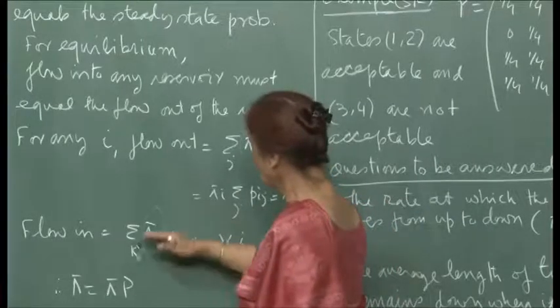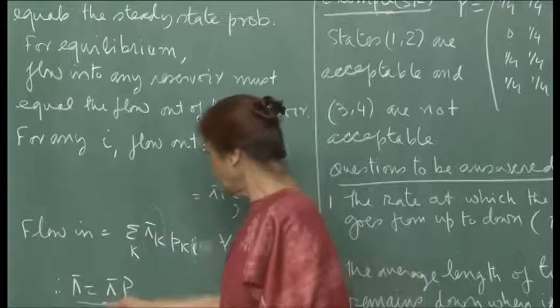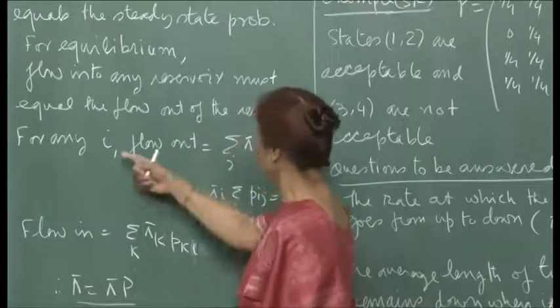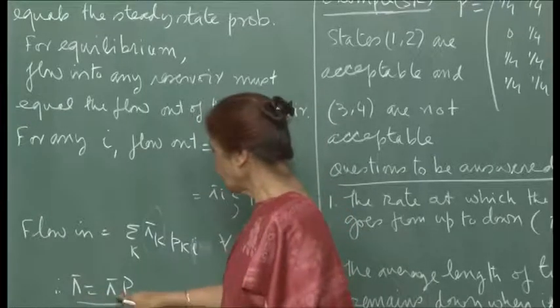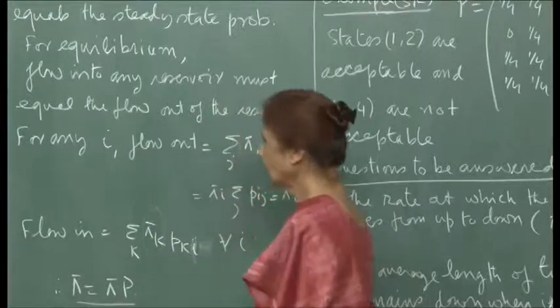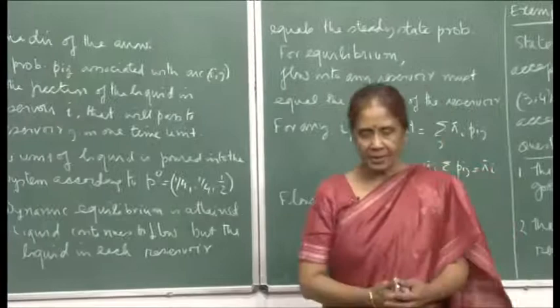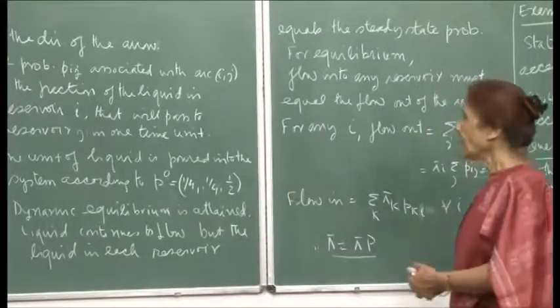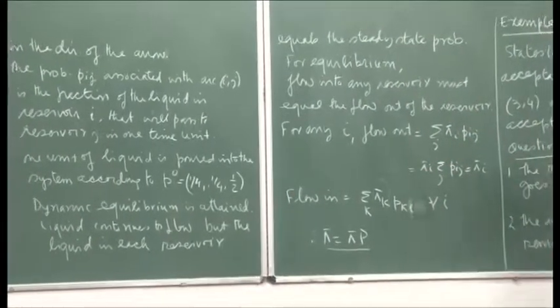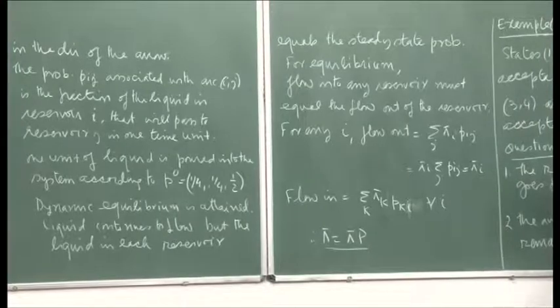And so the two must be equal, and therefore you again get these. If you do it for all i, then you will immediately get this equation, pi is equal to pi P. So I thought this was an interesting way of looking at the steady state probabilities, and some of these will fix certain ideas in your mind, right.